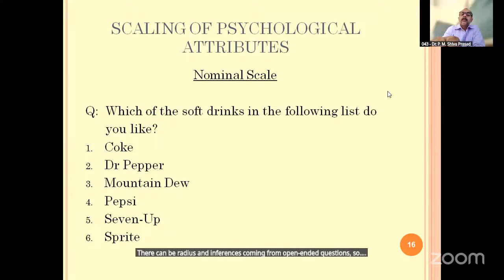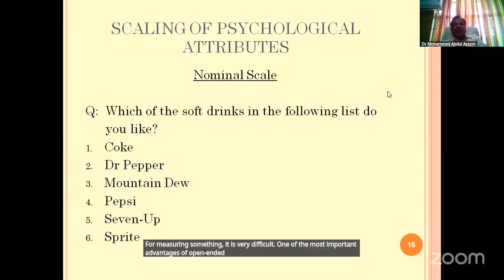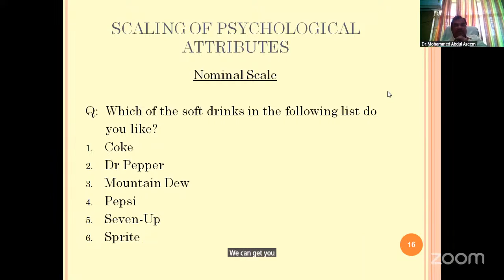So there are new ideas, yes. That is the main advantage. New ideas will come from open-ended questions. But for giving a conclusion, for measuring something, it is very difficult. One of the most important advantages of open-ended questions is that we can get a few new ideas.